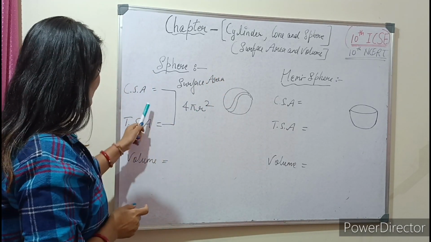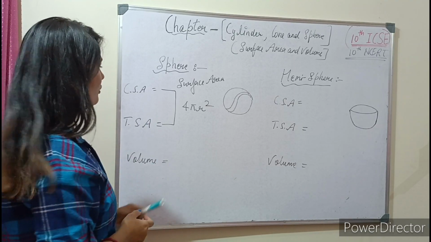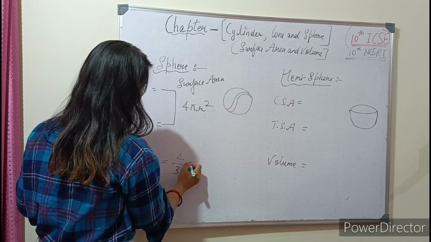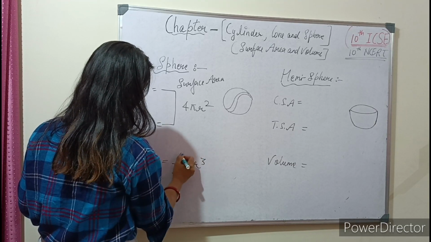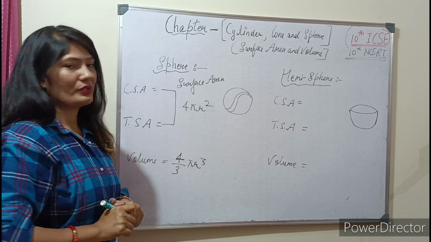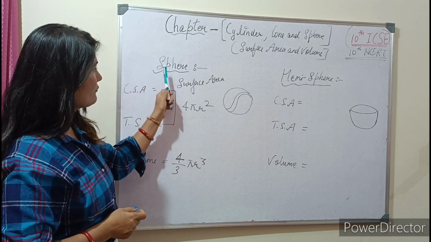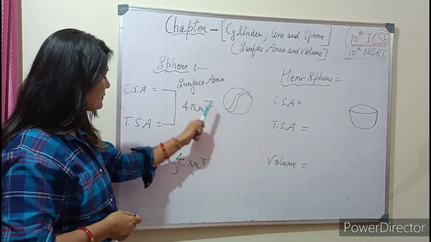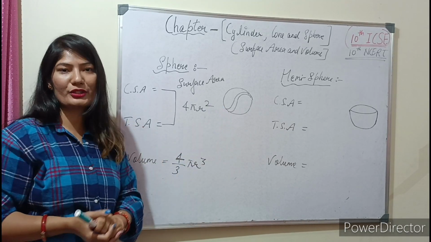Right. So now what is left is volume. The volume of sphere is always 4 by 3 pi r cube. So hence we can say that the surface area of sphere is 4 pi r square and the volume of sphere is 4 by 3 pi r cube.